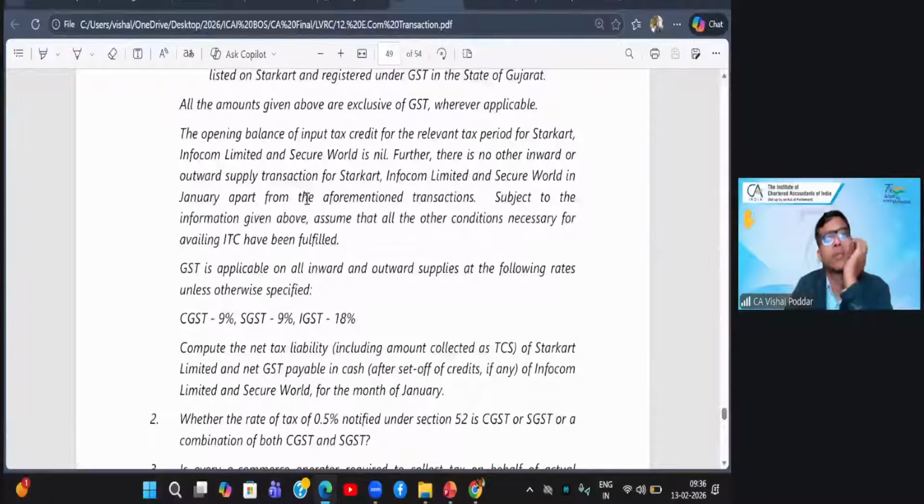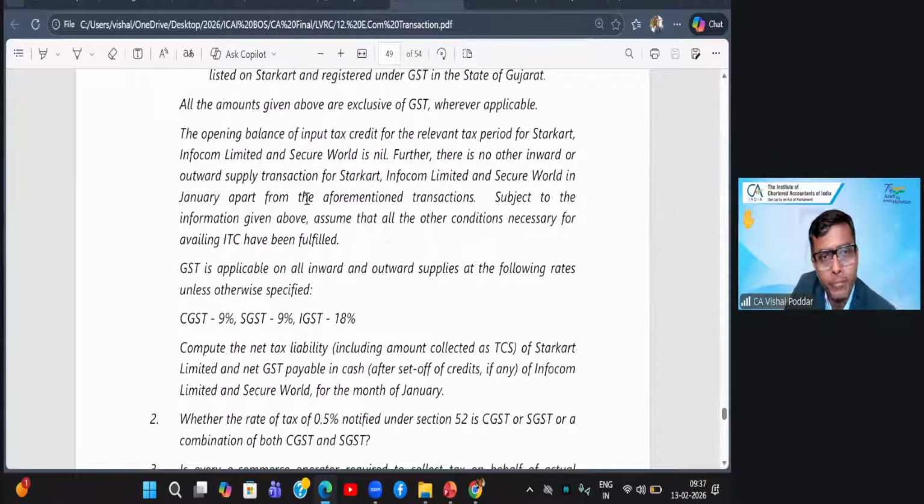All the amounts given above are exclusive of GST wherever applicable. The opening balance of input tax credit for the relevant tax period for Starcart Infocom Limited and Secure World is nil. Further, there is no other inward or outward supply transaction for Starcart Infocom Limited and Secure World in January apart from the aforementioned transactions. Subject to the information given above, assume that all the other conditions necessary for availing ITC have been fulfilled.